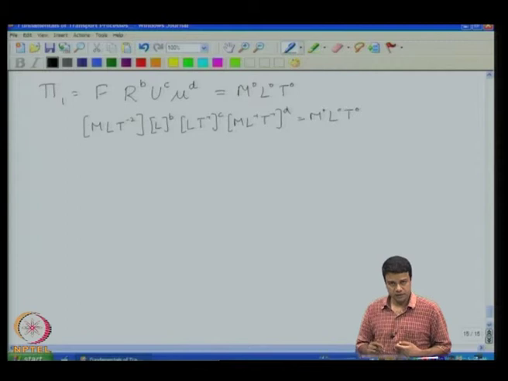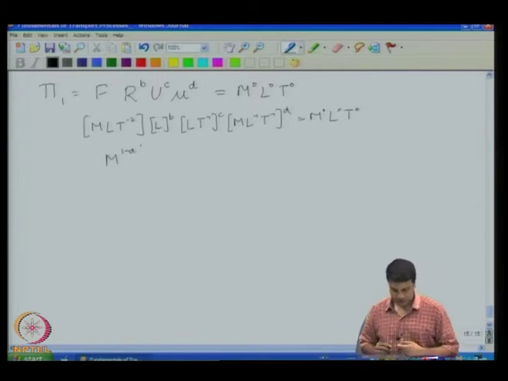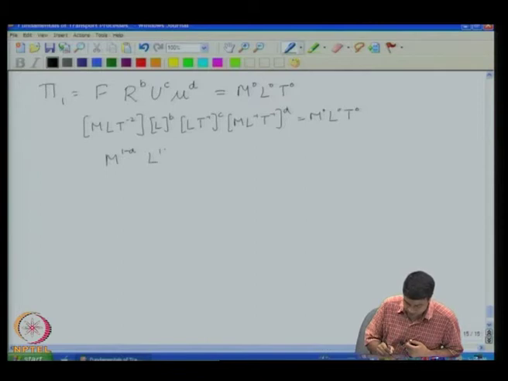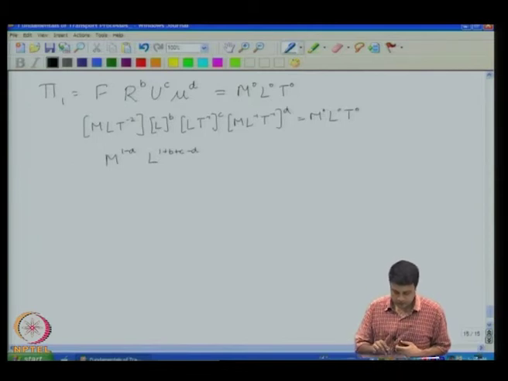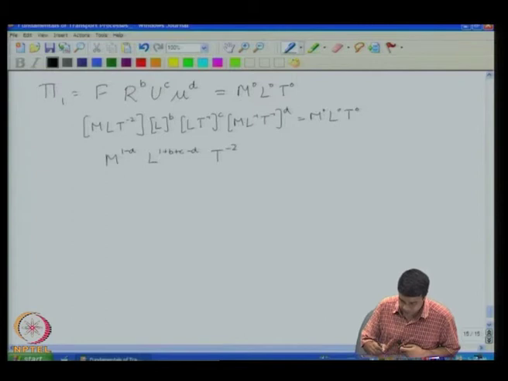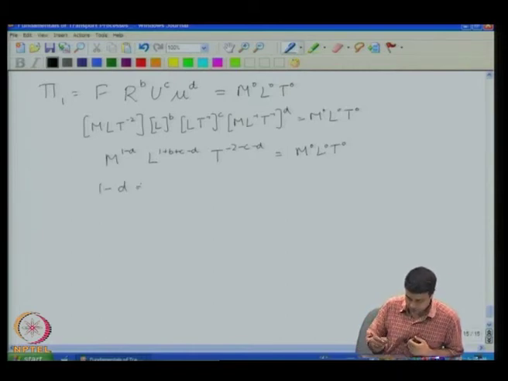So, let us assemble the dimensions of each individual, mass, length and time. So, m power 1 minus d. Now, L has 1 plus b plus c minus d. That is, it has 1 dimension from the radius, 1 from the velocity and minus d from the viscosity. And dimension of time is t power minus 2 minus c minus d, is equal to m power 0, l power 0, t power 0. From this I get 1 minus d is equal to 0, 1 plus b plus c minus d is equal to 0, and minus 2 minus c minus d is equal to 0.